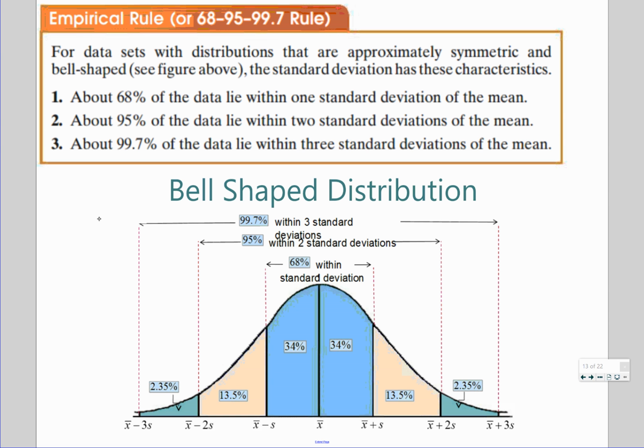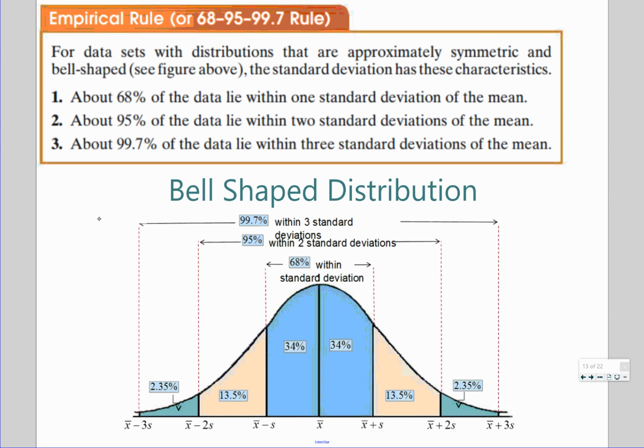Okay, so you can use this picture to figure out what percent of the data lies in certain places. In terms of the mean, because the mean is in the middle of our curve, there's always 50% above the mean and 50% below the mean. That's assumed, including that extra little 0.15 that we see on the edges, okay?